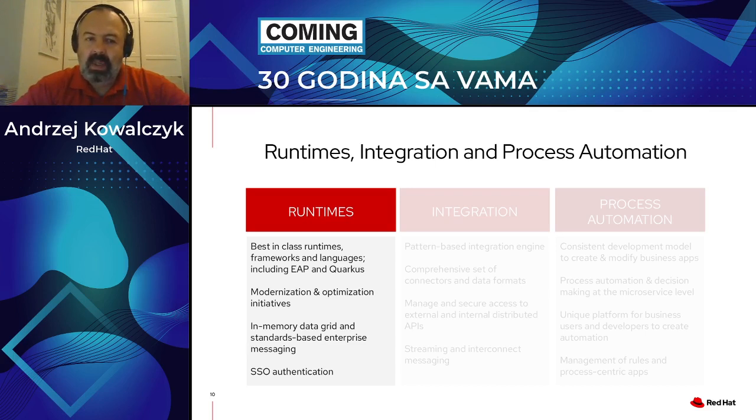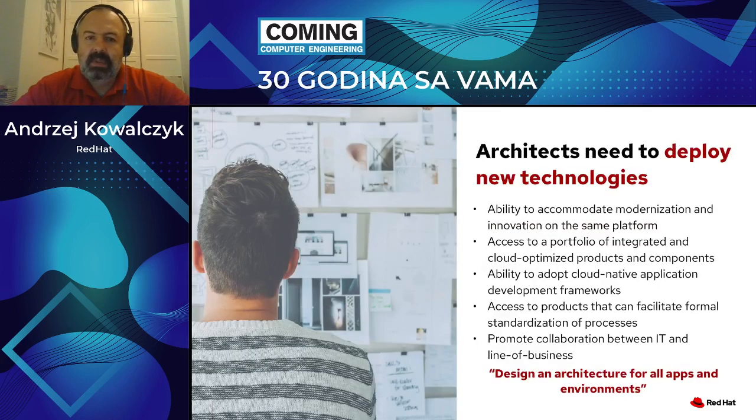You can use in-memory data grid, right? So not only for caching, but also for parallel processing, or you can use enterprise messaging. So this set of runtimes, this set of tools and frameworks helps you to modernize and start to develop cloud native applications. And last but not least, SSO, single sign-on authentication. So as you see here, from runtime through some supportive mechanisms like messaging and caching, but also security. SSO is part of this.